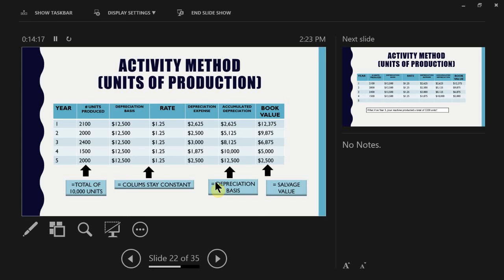So at the end of the year, it's supposed to be worth 2,500. There you go. It is worth 2,500. See, easy peasy if you just know what to plug in. It's straightforward.